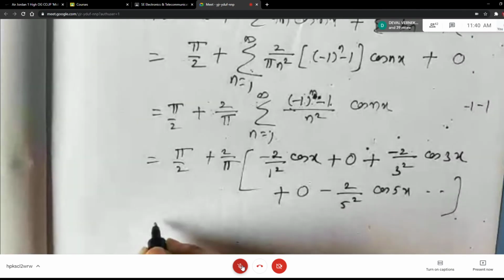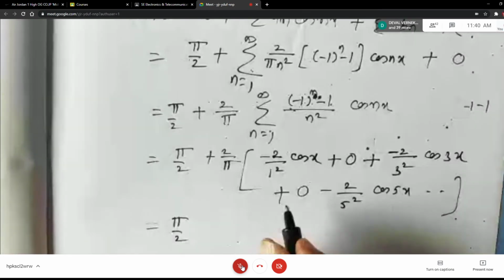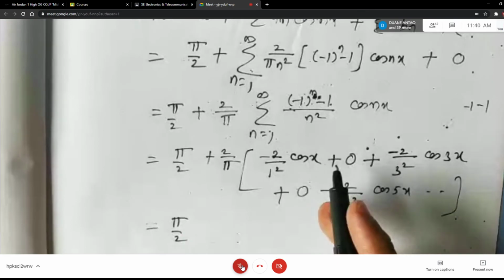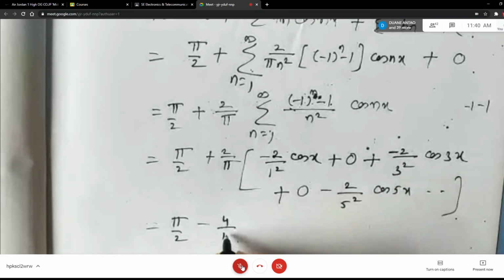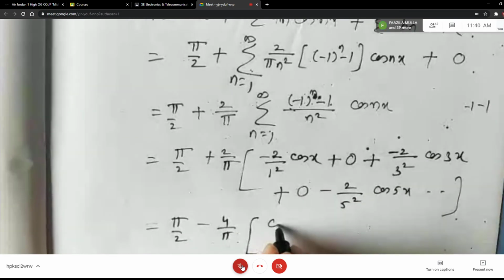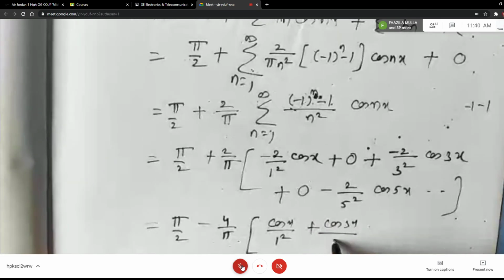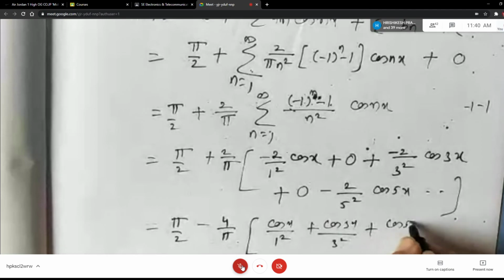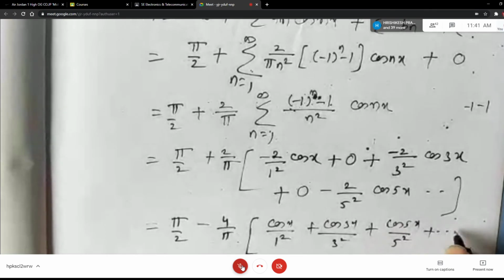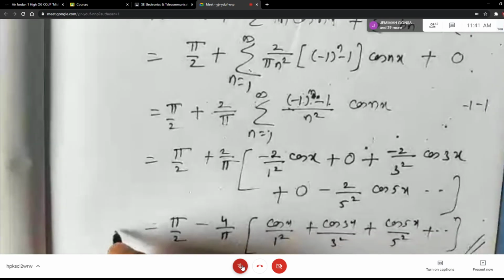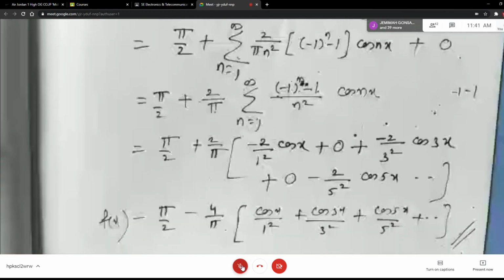And then it can be combined, pi by 2. Minus 2 can be taken out, right? So it will be minus 4 by pi. So what is remaining here? Cos x by 1 square plus cos 3x by 3 square plus cos 5x by 5 square and so on. So this is your required Fourier series for the given function f of x.